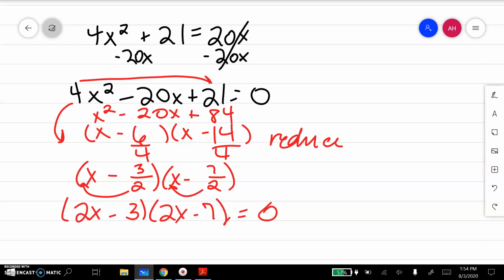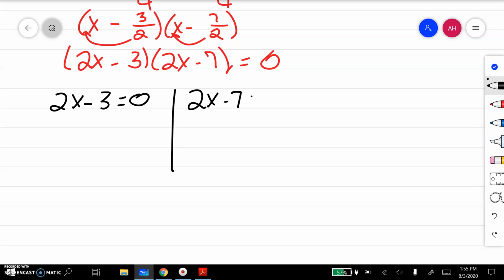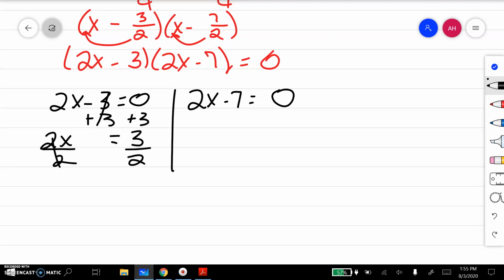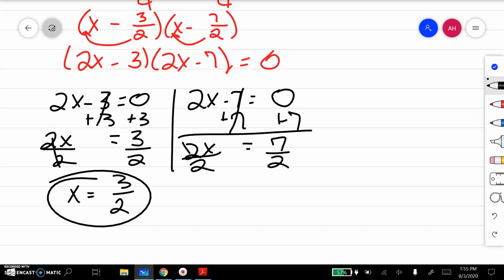Now we're ready to set those both equal to 0, so we can get our answer. So we have 2x minus 3 equals 0, 2x minus 7 equals 0. So we'll add 3 to both sides. So we get 2x equals 3, divide by 2, and x equals 3 over 2 is one of your answers. Do the same thing over here. So your other answer is 7 over 2.